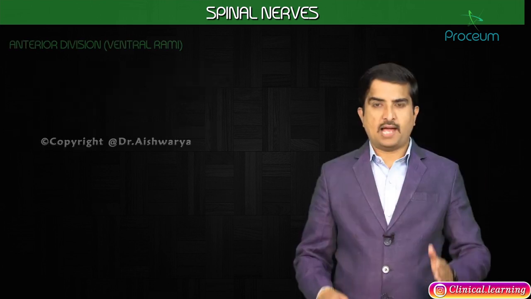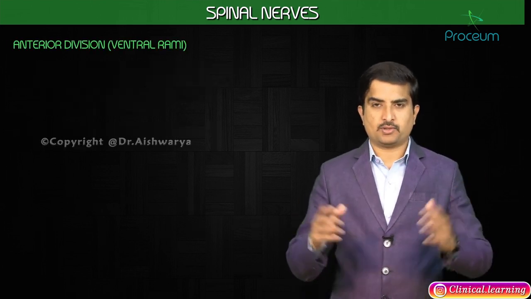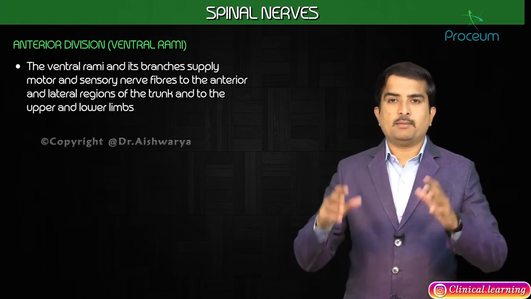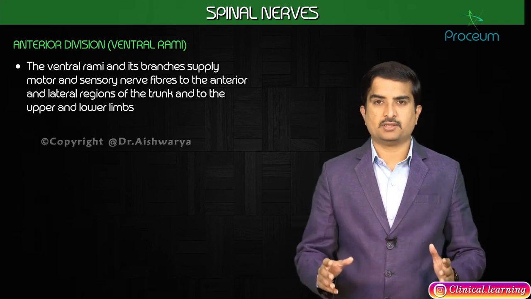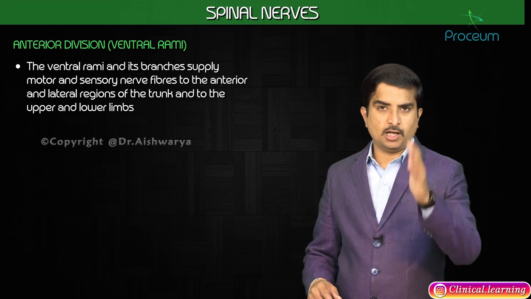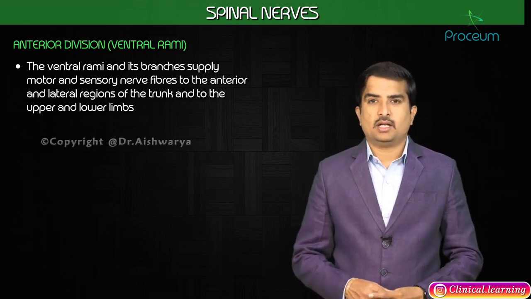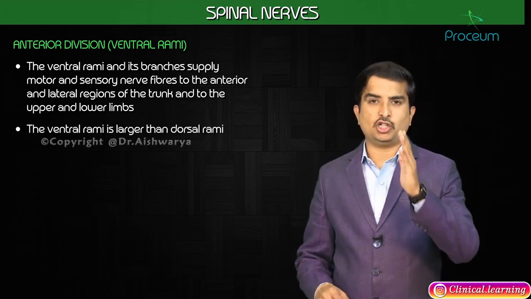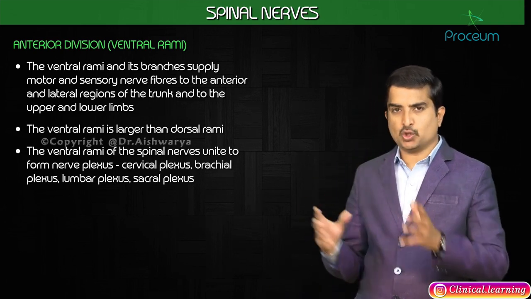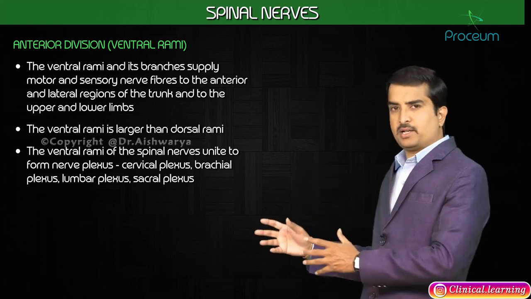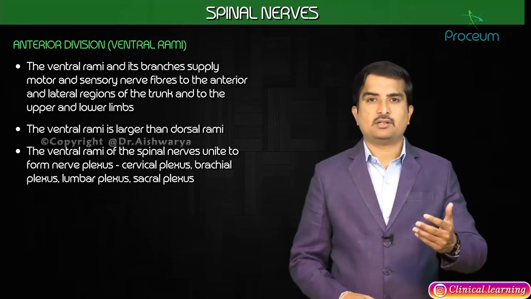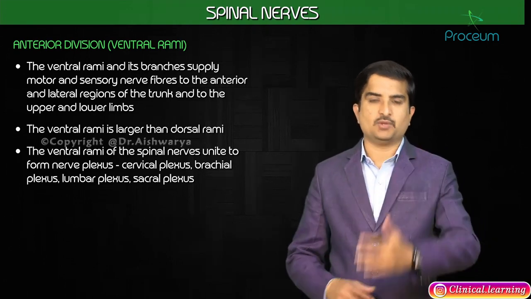Now let us talk about the anterior division or the ventral ramus. The ventral ramus and its branches supply motor as well as sensory nerve fibers to the anterior and lateral regions of the trunk and to the upper and lower limbs. The ventral rami are larger than the dorsal rami. Whenever the ventral rami of the cervical nerves unite, they form the cervical plexus. In the same way, the lumbar nerves unite to form the lumbar plexus, and the sacral nerves the sacral plexus respectively.